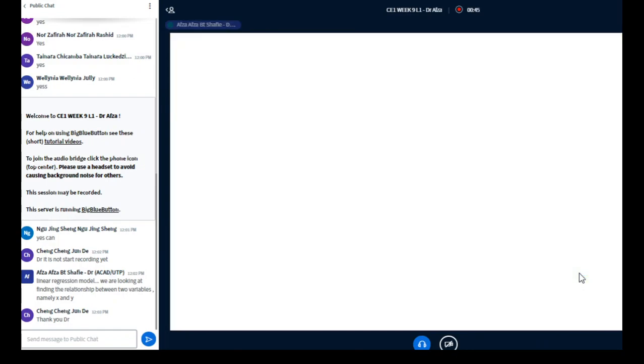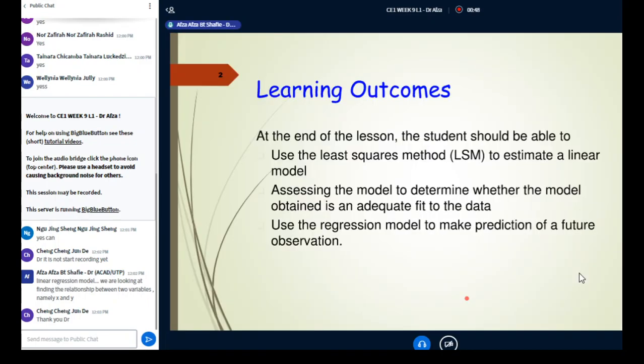So this is what we're going to do. We are going to find what that linear model is, that means what that relationship is. And then once we obtain that relationship, we are going to see how good that model is, or how good that equation is that we get. And then from there onwards, we can use that to make some predictions of future observations.